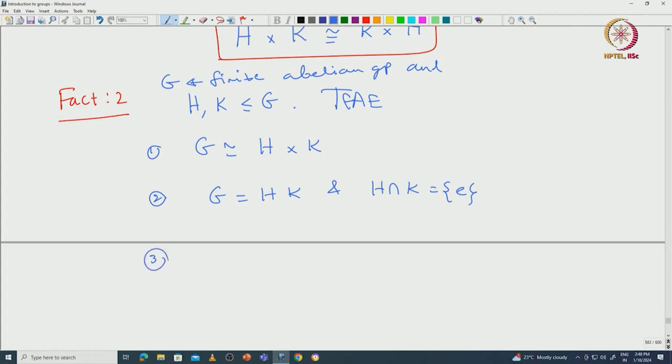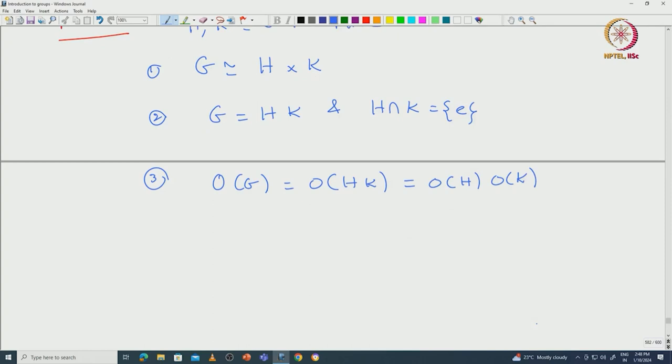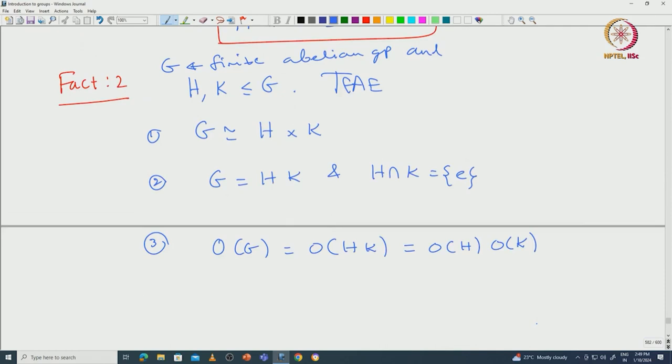The third thing is, if you take the order of G, then that is exactly the order of HK, which is exactly the order of H times the order of K. Now if you look at the subgroup HK, because H and K are normal in G, HK will be a subgroup. So the order of HK being the order of G will imply that G equals HK. Now the order of HK is the order of H times the order of K divided by the order of H intersection K. If that is the same as the order of G, then you can see that the order of H intersection K must be trivial, which is 1. So that forces H intersection K to be trivial. I will leave it to you to check this. These are all equivalent, and this is not that hard to verify.